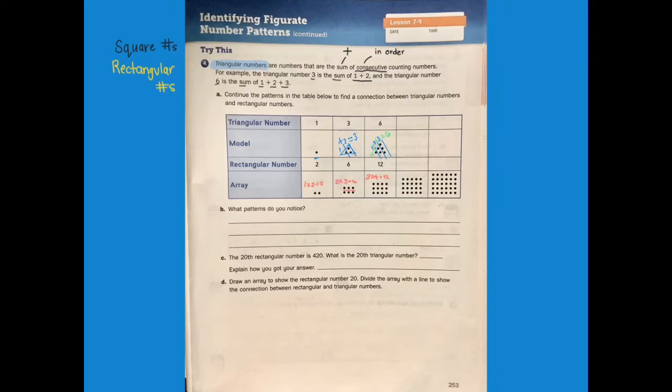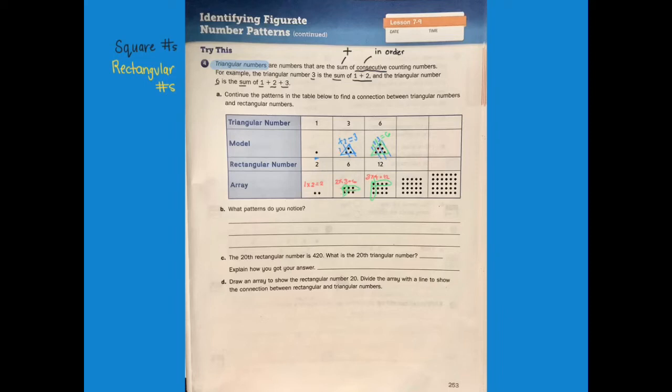And it makes a little triangle shape when you draw it out. So I'm wondering if that's going to be some kind of connection between the triangular numbers and the rectangular numbers. We've got 2 by 3, right? 3 by 4. See how they kind of go up in consecutive order?